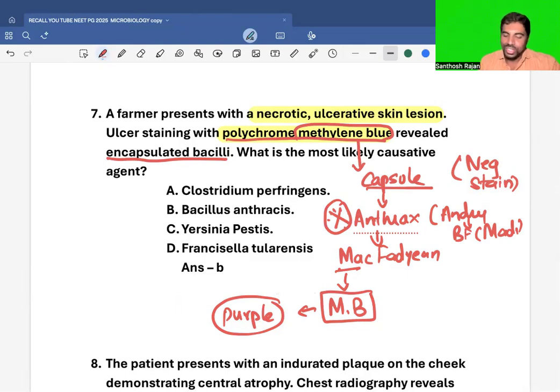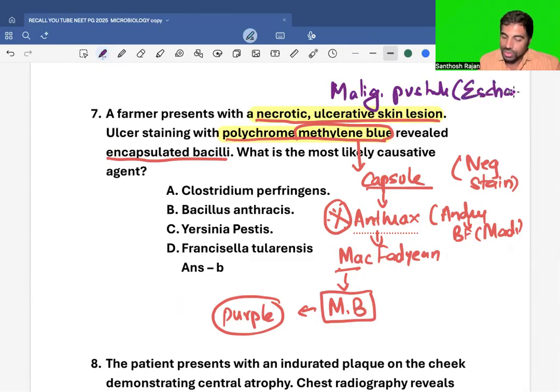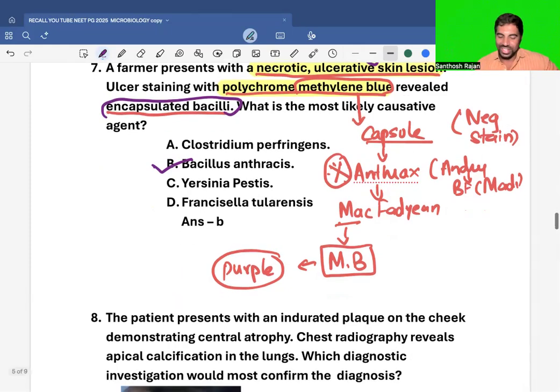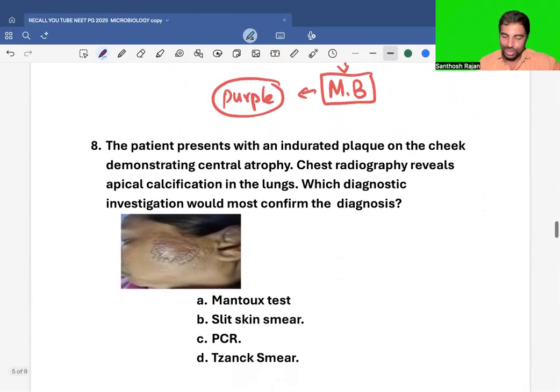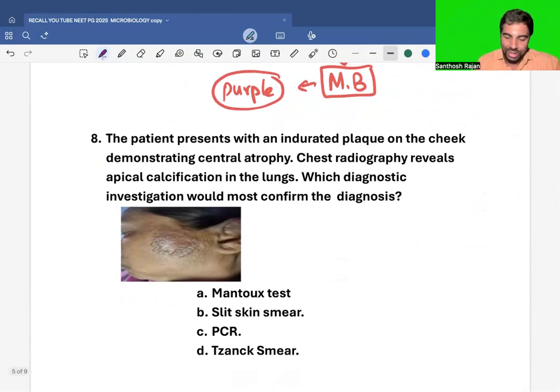So the first clue was this necrotic lesion, which is basically a malignant pustule. Sometimes people also call it an eschar, like in scrub typhus. Next is polychrome methylene blue showing a capsule. That's enough to say Bacillus anthracis. Very simple. Anthrax has an amino acid capsule, it doesn't have polysaccharide, it has a polypeptide capsule. That's the reason methylene blue stains it. Done? Very good question. I hope you guys got it. Otherwise also don't worry. Until the result comes, be positive. You will get good things only.